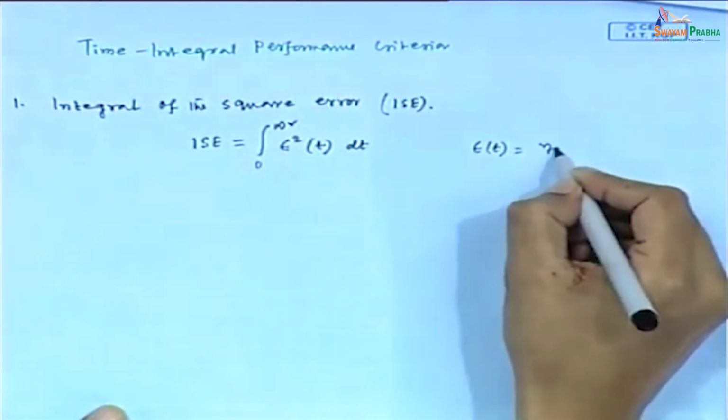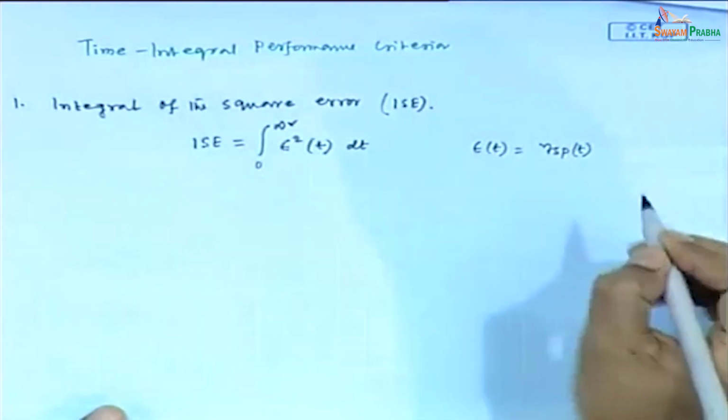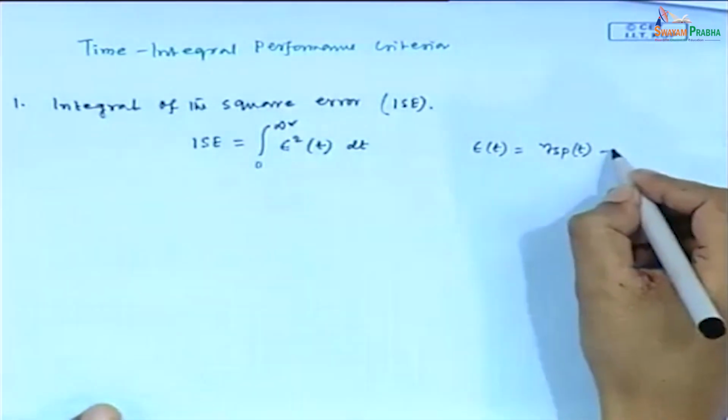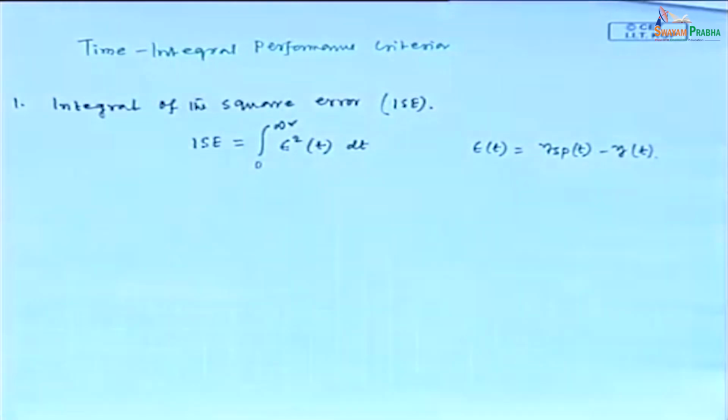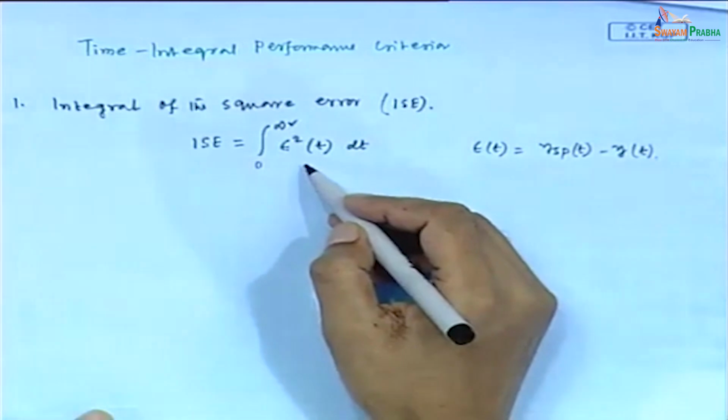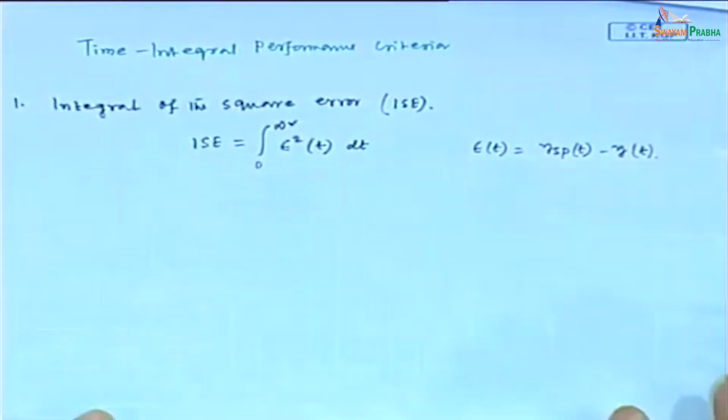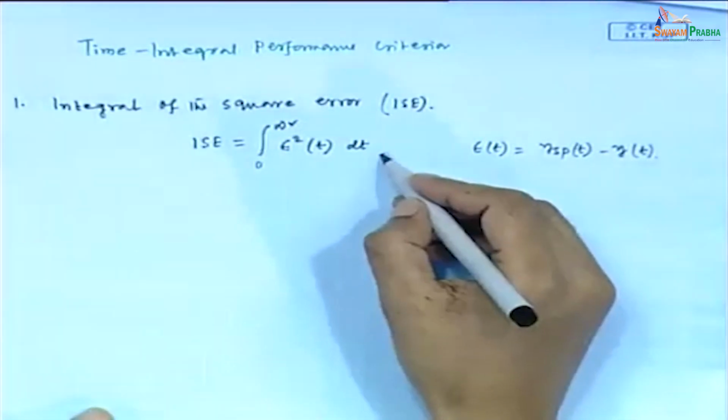Epsilon t is the difference between the set point value of y and the process y. Fine. This is the integral square error, the integral from 0 to infinity of epsilon squared t dt.